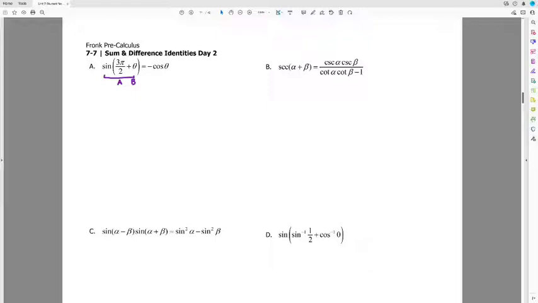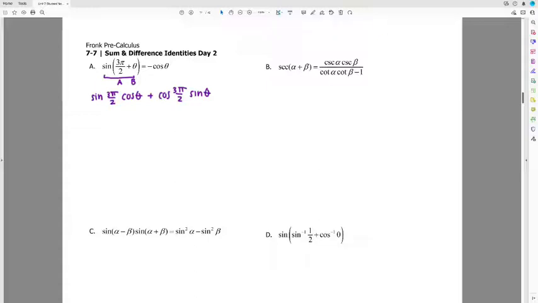Remember, sine of A plus B, that's sine, cosine, cosine, sine. So this is going to be the sine of 3 pi over 2 times the cosine of theta. And then with sine, the expansion, the sign stays the same. So if it's A plus B, then it's plus here. And then the cosine of 3 pi over 2 times the sine of theta. And then we can use the unit circle to evaluate the sine of 3 pi over 2 and the cosine of 3 pi over 2.